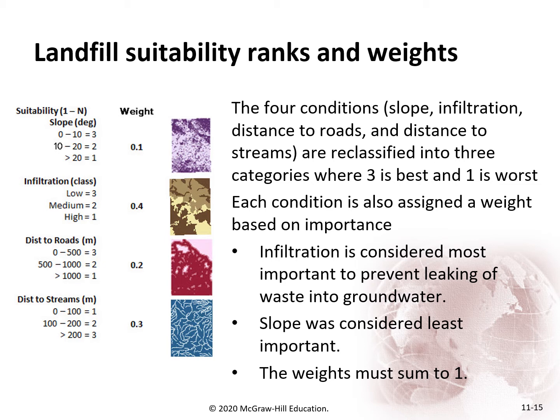And then they're weighed based on what is most important. Slope is not as important as the distance to roads. And the distance to roads is not as important as the distance to streams. And the infiltration is more important than that. So in this example, they used 0.1, 0.2, 0.3, and 0.4. If you add those up, 3 and 2 is 5, and 4 is 9, and 1 is 10. And by 10 I mean 1, because these are fractions. So this is basically saying 10%, 40%, 20%, 30%.